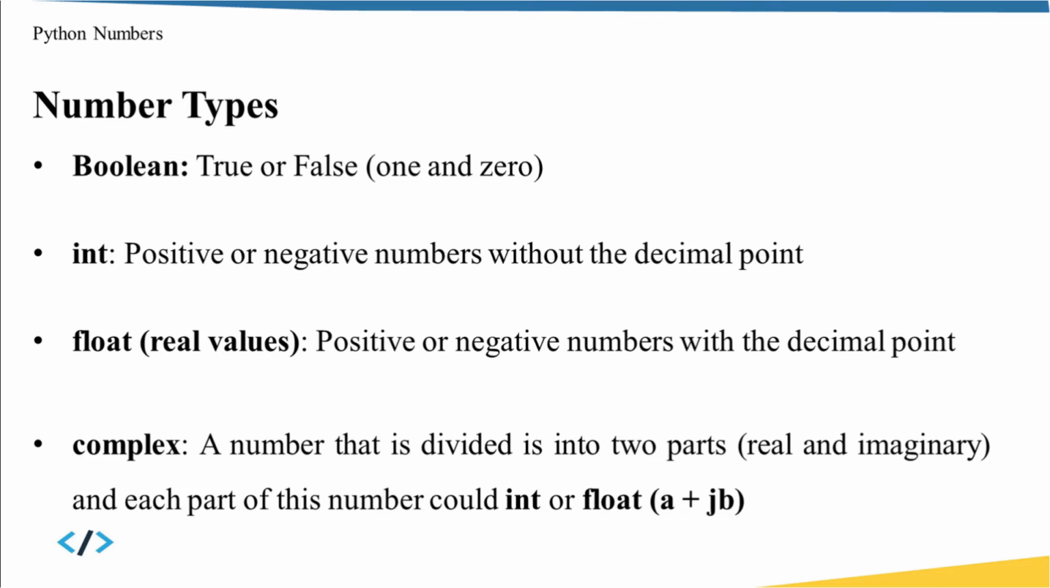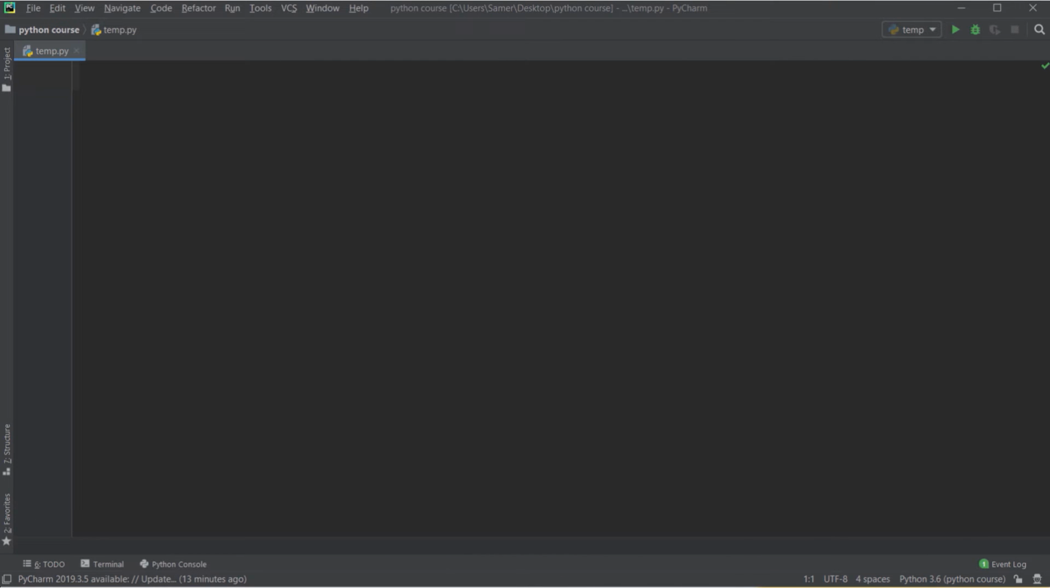Now let's move to PyCharm IDE and see how we can deal with these number types. Now let's see how we can create numbers in Python. First of all, you have to define a variable and give this variable a name. This name should be a valid name, and we already learned before how we can define a valid name. So for example, I will say number equal 2.